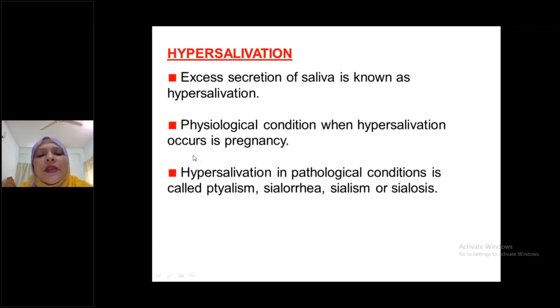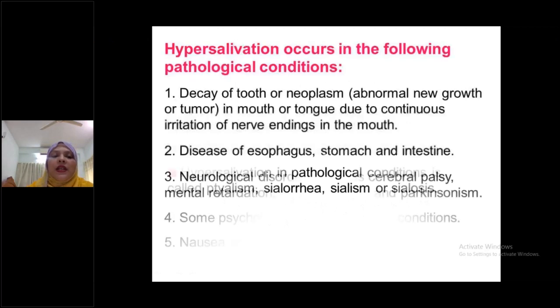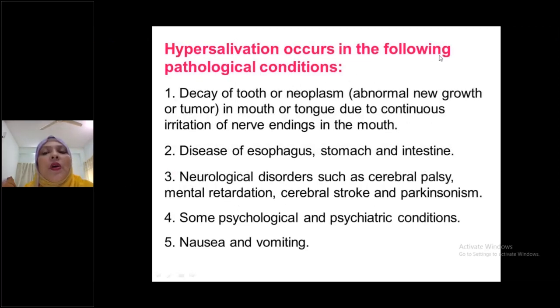তাহলে এই ফিজিওলজিক্যাল কন্ডিশন যদি জিজ্ঞেস করে হাইপারসালাইভেশনে কি বলবে? প্রেগন্যান্সি। আর প্যাথোলজিক্যাল কন্ডিশন কি? হাইপারসালাইভেশন ইন প্যাথোলজিক্যাল কন্ডিশন ইজ কল্ড টাইলিজম, সাইলোরিয়া, সায়ালিজম অথবা সায়ালোসিস। Ptyalism, sialorrhea, sialism or sialosis, we can tell hypersalivation in pathological condition. So hypersalivation occurs in the following pathological conditions.